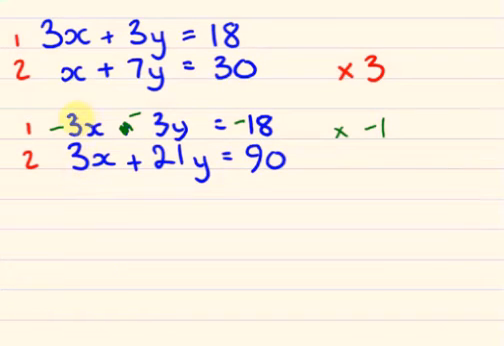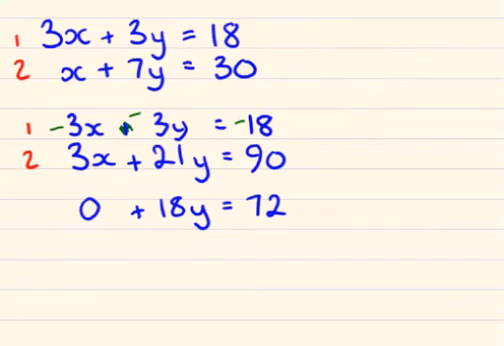Okay, 3x take away 3x, we end up with 0. 21y take away 3y, we end up with 18y. And then 90 take away 18, we end up with the answer of 72. Okay, what number do you times by 18 to get 72? Well, hopefully you can go 72 divided by 18 and you find out that y is indeed equal, I'm just going to write up over here, y equals 4. Okay, so let's rub these ones out.